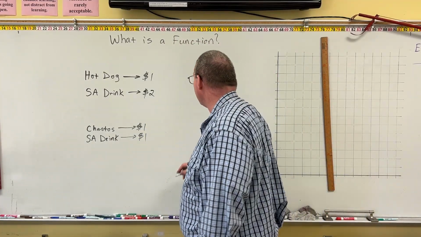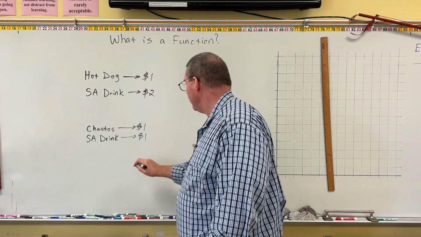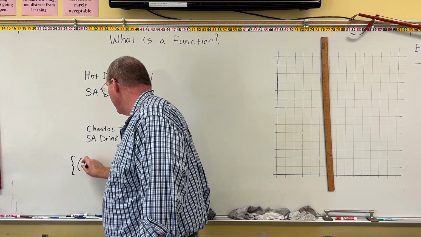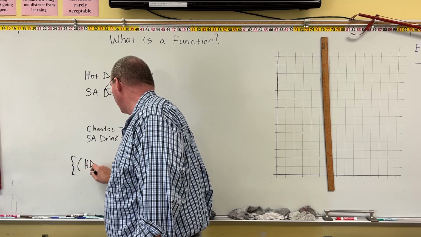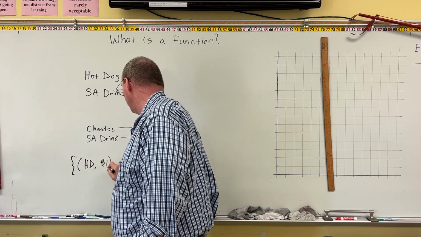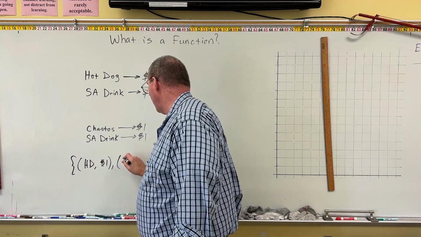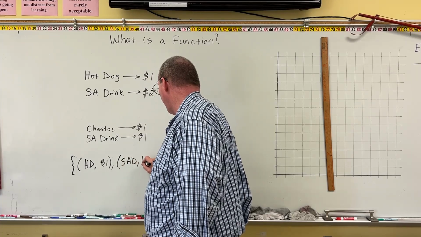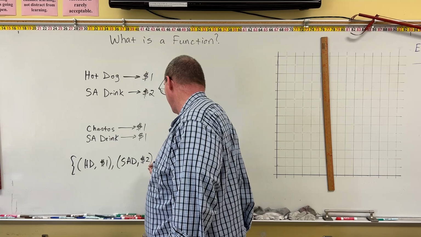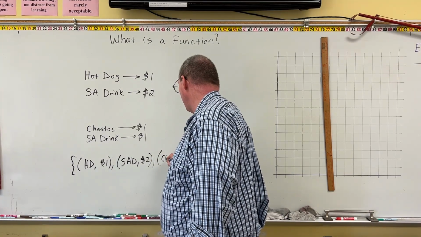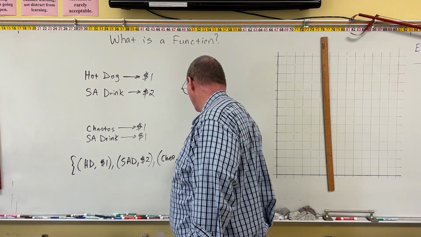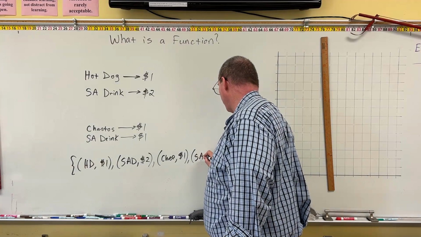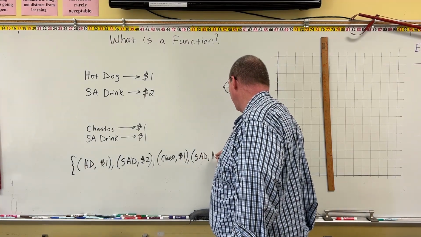But if we were to write this out as a set, we would get something like this. Okay? We'd get the hot dog, comma, $1, comma. Then we'd get the sour apple drink, and that for yours was $2. Then we'll have the Cheetos, which were $1. And then we have your friend's sour apple drink, which was $1.